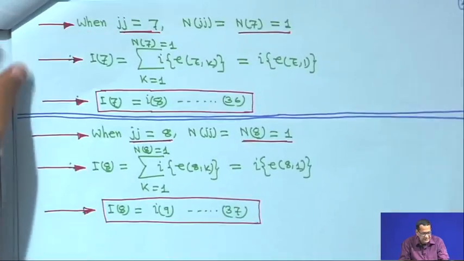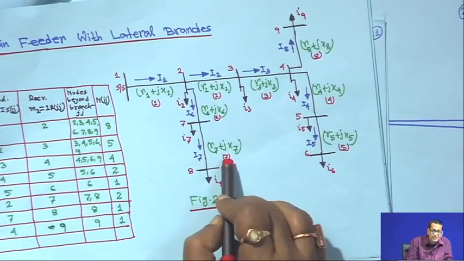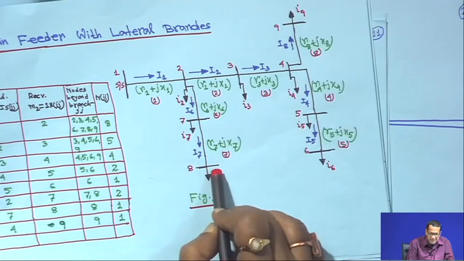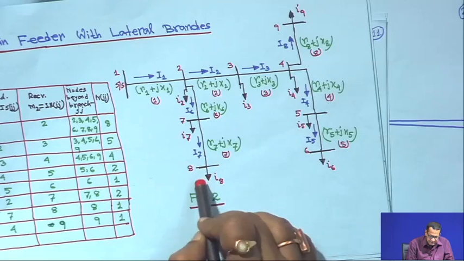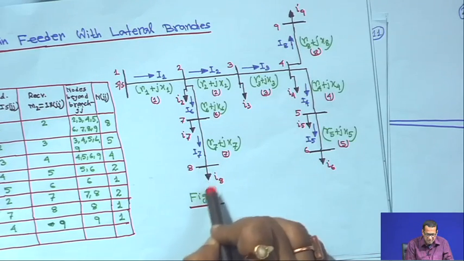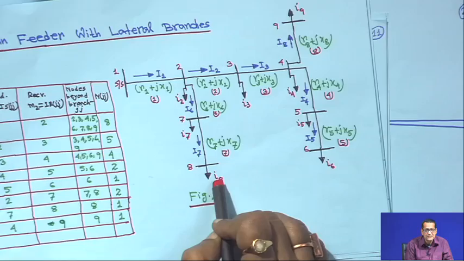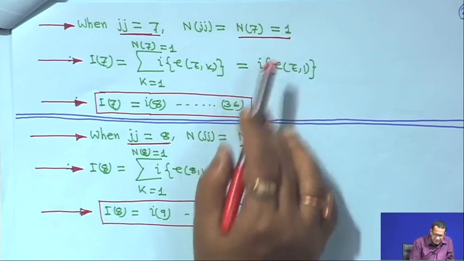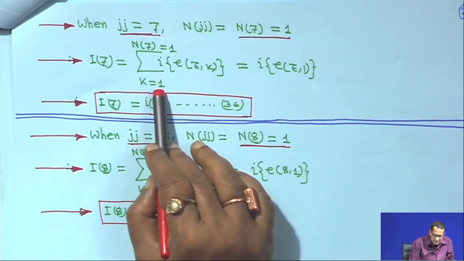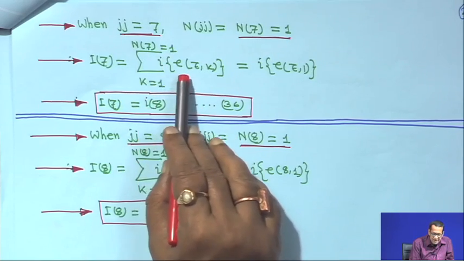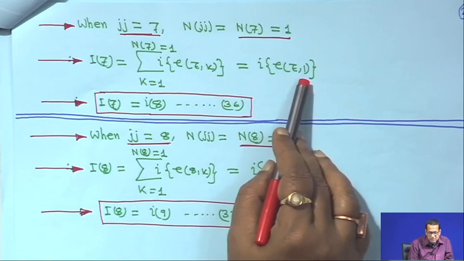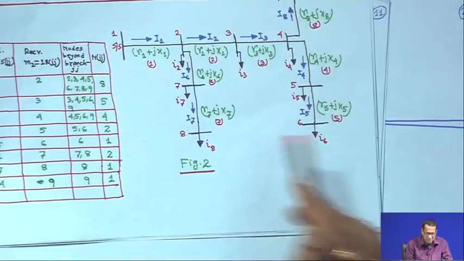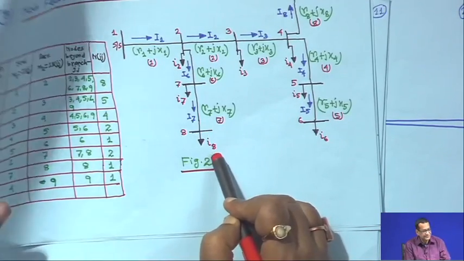Now, similarly, when Jj is equal to 7, this is the last branch. Beyond this branch there is no other branch in any way, so this is the receiving node. That is capital I7 is equal to small I8, and from this circuit you can easily make that out. Therefore, Jj is equal to 7, Njj is equal to N7 equal to 1. Therefore, capital I7, sum over k is equal to 1 to N7 equal to 1 of I e7k, that is I e71, because there is only one element. So, capital I7 is equal to I8. From this figure also you can make out capital I7 is equal to I8.